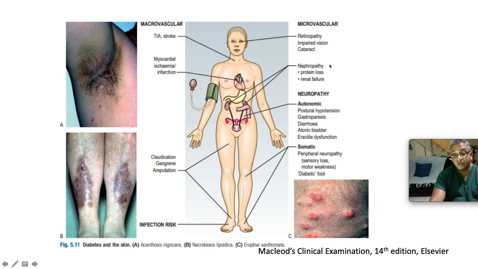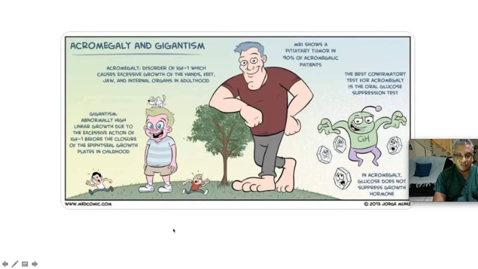Right, microvascular sequelae have to do with diabetic retinopathy, impaired vision and cataract, diabetic nephropathy. Remember, the leading cause of chronic kidney disease worldwide is, drum roll please, diabetic nephropathy, right? So that'll manifest with protein loss and renal failure. Neuropathy, there's various manifestations of diabetic neuropathy. To divide them into autonomic and somatic. In autonomic, there's postural hypotension, gastroparesis, diarrhea, atonic bladder, erectile dysfunction, and a whole host of others. But those are the most common. From the somatic standpoint, we have peripheral neuropathy, which manifests with sensory loss, motor weakness, and the proverbial diabetic foot. Don't forget that diabetes causes immunoparesis and predisposes to infections, all right?